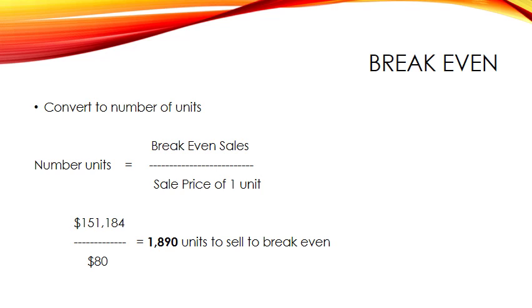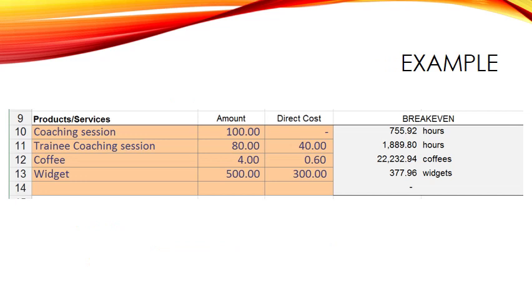So we know that the break-even sales was, from the previous screen, $151,184. We divide it by $80, which means we need to sell 1,890 units to actually break even. So as you can see there, that's how we work out how many hours we need to have our trainee coach working for.